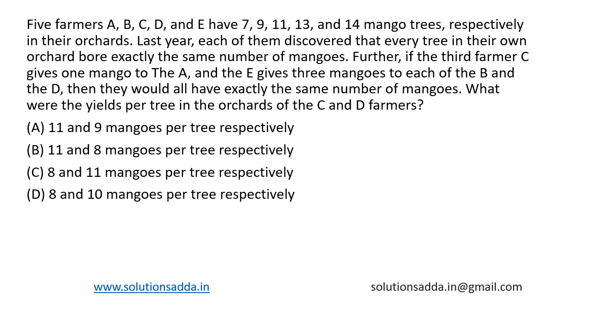This is a question from Aptitude. Five farmers A, B, C, D, and E have 7, 9, 11, 13, and 14 mango trees, respectively, in their orchards. Last year, each of them discovered that every tree in their own orchard bore exactly the same number of mangoes. Further, if the third farmer C gives one mango to A and E gives three mangoes each to B and D, then they would have exactly the same number of mangoes. What were the yields per tree in the orchards of C and D farmers?